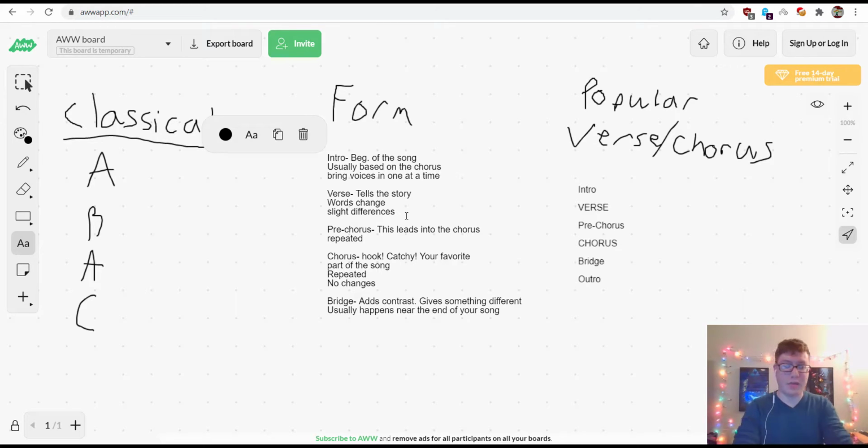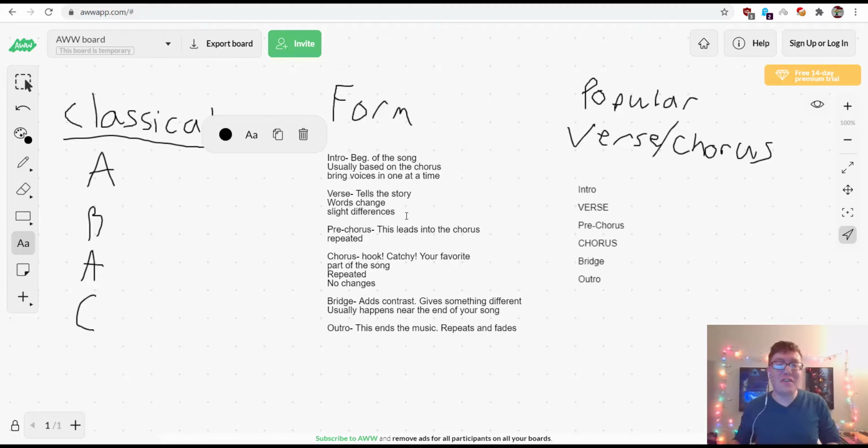Alright. And lastly, we have our outro. This ends the music. Oftentimes in popular songs, you'll hear that it repeats and fades. It doesn't always have to do that. Sometimes you will have a clean cut, like a clean finish. But a lot of songs use that repeat and fade because ending a song is hard. And repeating something and just fading it out is really easy.